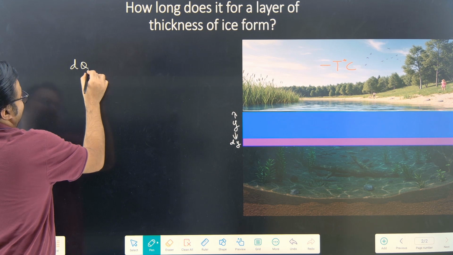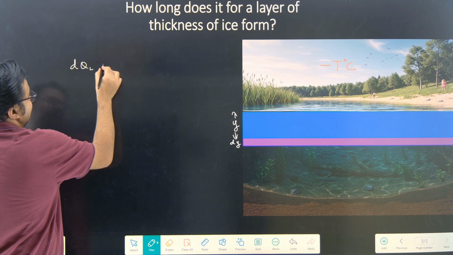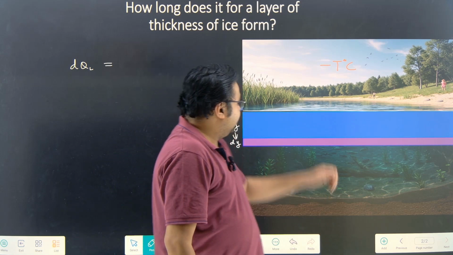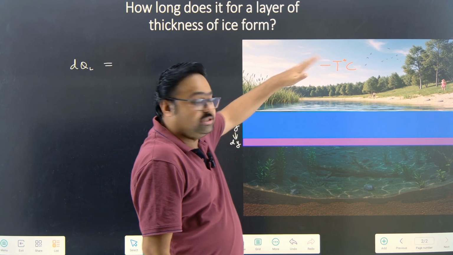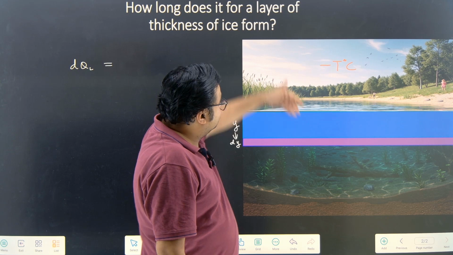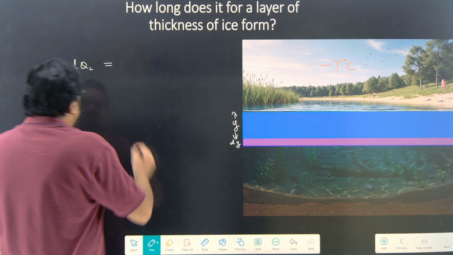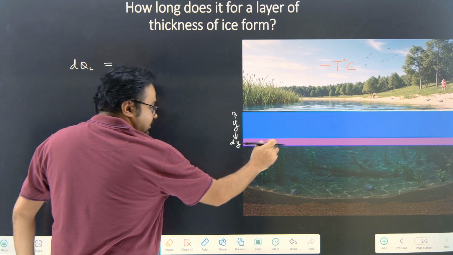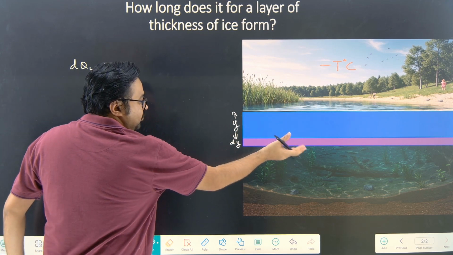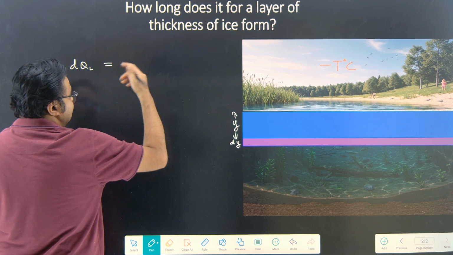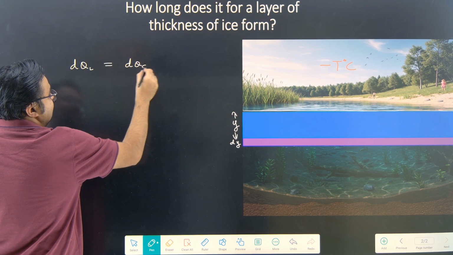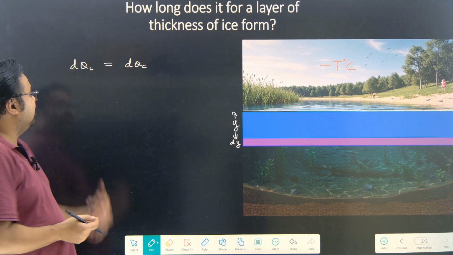Let me just say that it's dQ_L, and that much heat dQ is conducted through this thickness of ice to the outside atmosphere. So all of that heat that this ice gave away has been conducted to the atmosphere outside by means of conduction. So the amount of heat conducted, I shall write it as dQ_C.